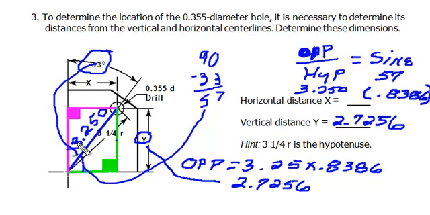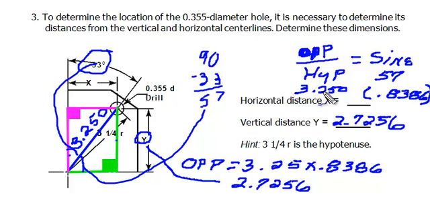Now we're going to solve for x. Well, you can do x the exact same way. You're going to put the opposite side here again, and we're looking for this, but this time we're looking for the sine of 33 degrees. That's the only thing that's going to change. We know that the angle from here to here is 33 degrees. So we're going to solve for the sine of 33 degrees.